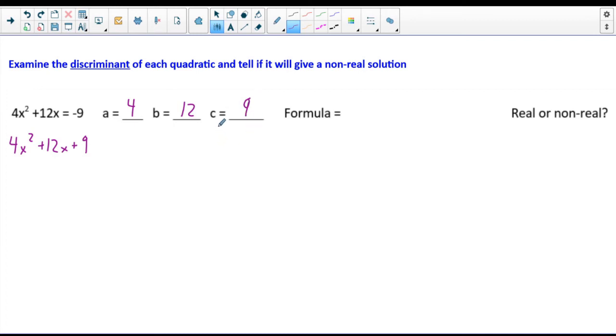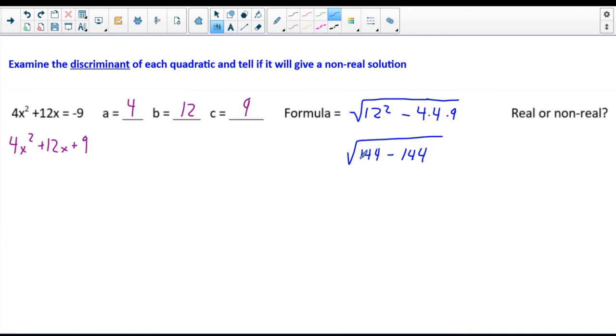This time, let's skip the part of the quadratic that we don't need, because all I really need is the discriminant. So let's write this radical. This is going to be B squared, so 12 squared, minus 4AC, so minus 4 times 9. And that's it. We're just going to skip the rest of the quadratic formula. Let's PEMDAS this. 12 squared is 144, and 4 times 4 is 16, times 9 is 144.